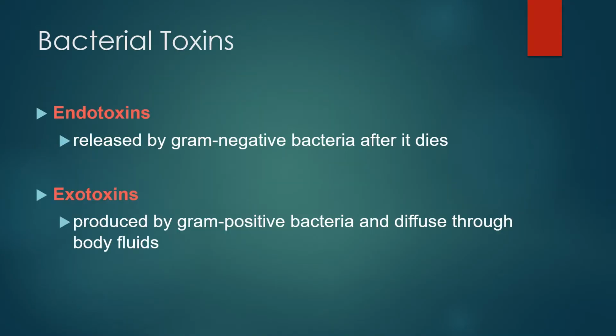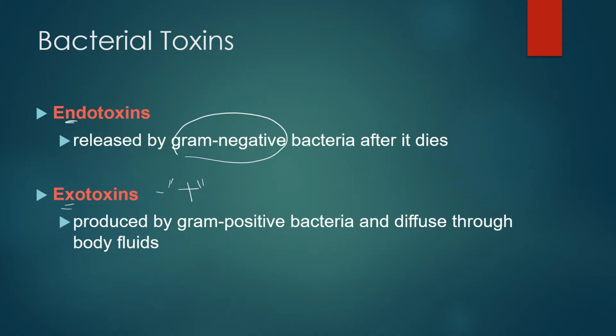So when we revisit the bacterial toxin again, just a quick recap that there are endotoxins. And remember the N, again, we're talking about N for negative, are produced by gram-negative bacteria. And exotoxin, if we were to spin the X, it becomes like a plus sign. And those are produced by gram-positive bacteria. And usually they get sent through the body fluids.